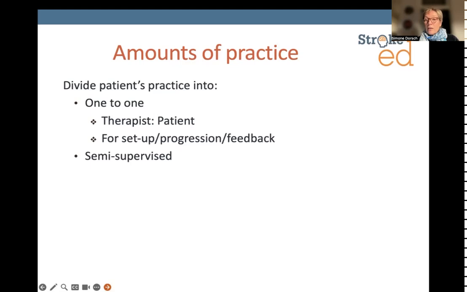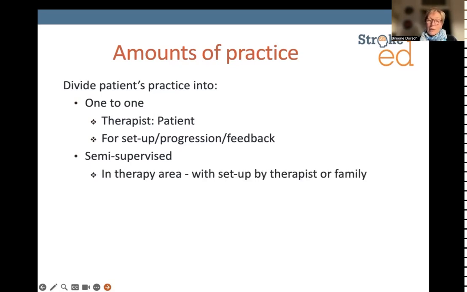So in a therapy area, most therapy should be happening as semi-supervised practice. And that means that it's been set up maybe by the therapist or by family, and then that person is practicing by themselves, or if they need some more help, could be doing it with a family member. Groups and classes are a way to run a lot of semi-supervised practice. Part of it might be one-to-one, but most of it won't be. It'll be semi-supervised. So it's really practice that takes place in a therapy area. So there's some light supervision, but it's not one-to-one practice.